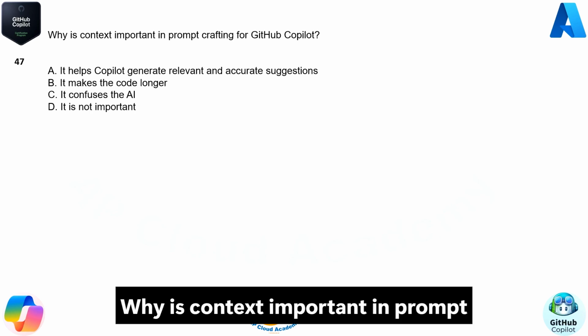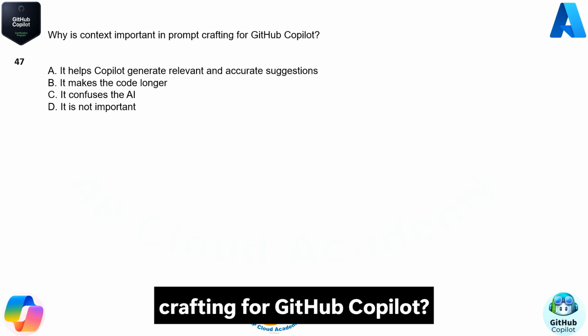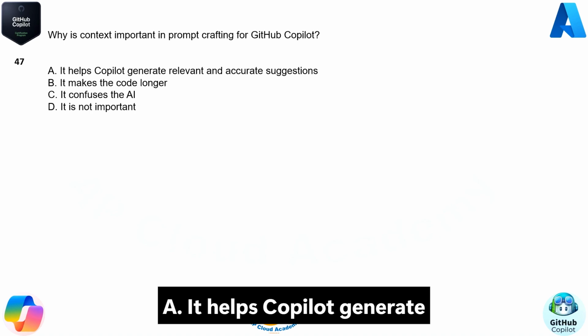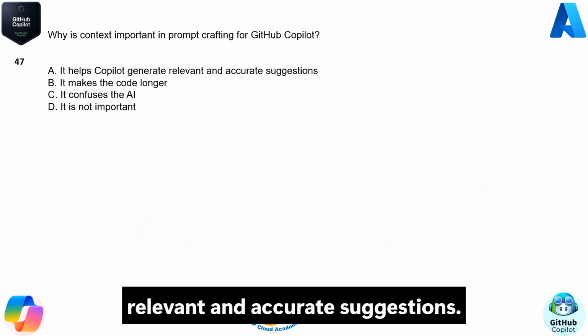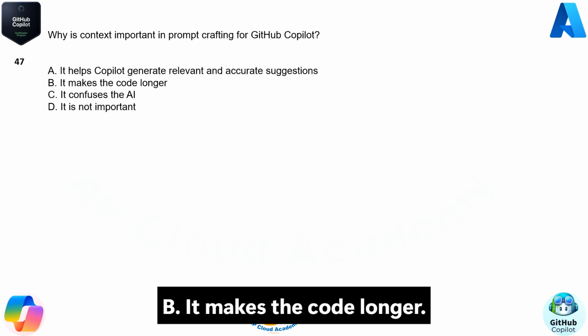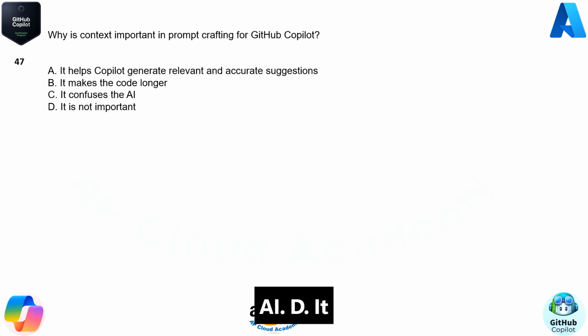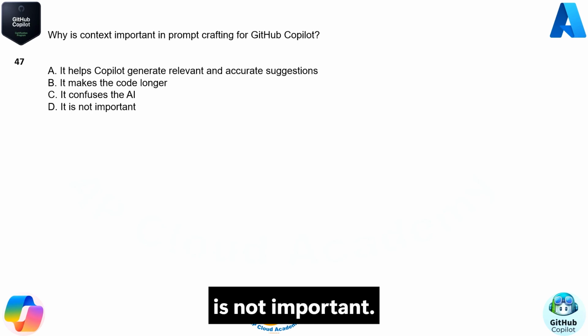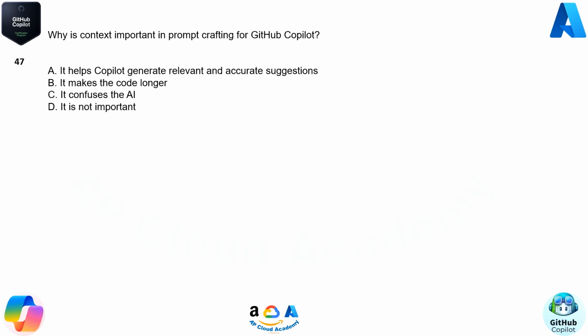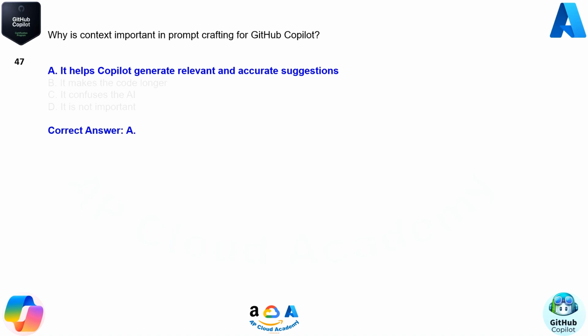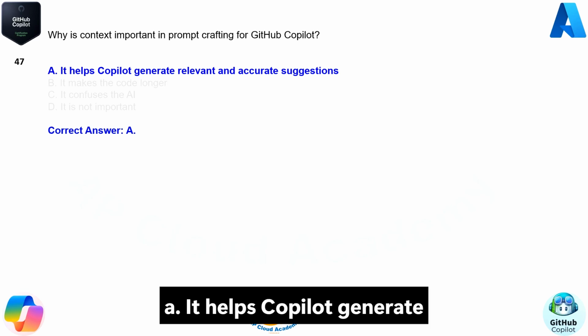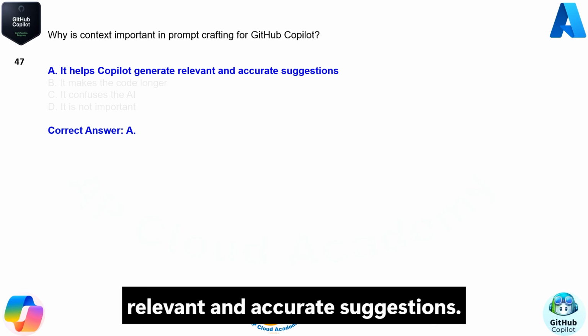Why is context important in prompt crafting for GitHub Copilot? A. It helps Copilot generate relevant and accurate suggestions. B. It makes the code longer. C. It confuses the AI. D. It is not important. Correct answer, A. It helps Copilot generate relevant and accurate suggestions.